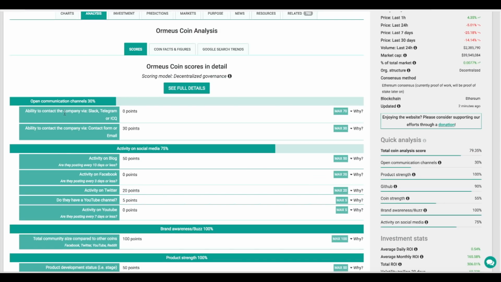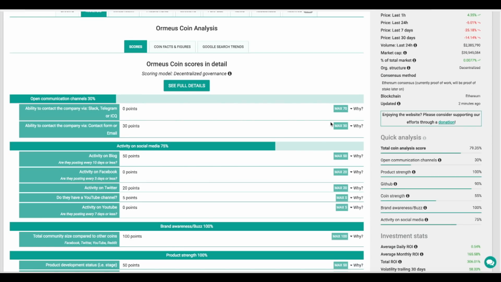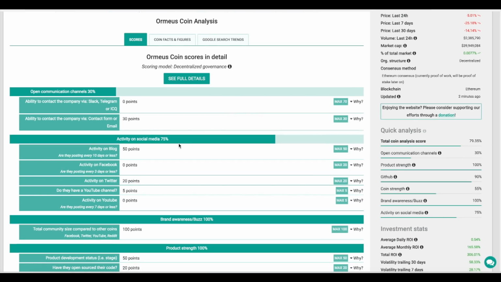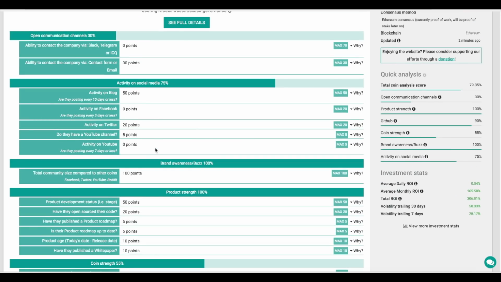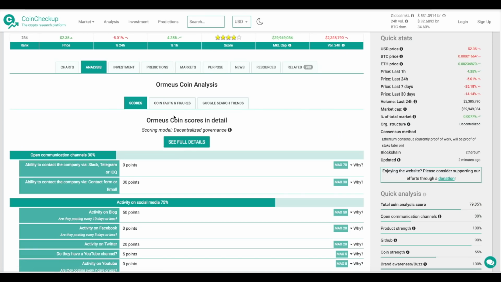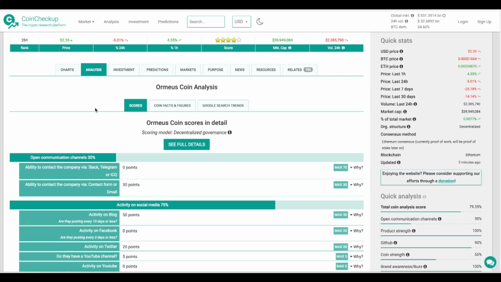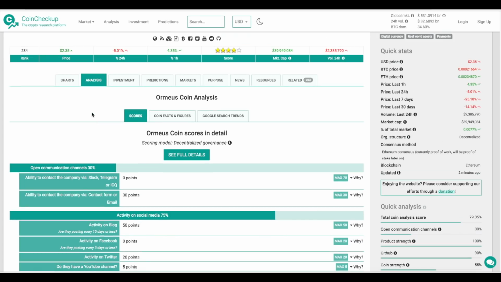You can see ability to contact the company via Slack, Telegram, or ICQ. 70 or 0 points out of 70. Okay, see, so I'm kind of learning on the fly here, but more than anything, I'm showing you the utility and how you can use this if you really wanted to get familiarized with it, right? It moves pretty fast. It does take a little bit to upload some data, which can be frustrating. It's not lightning quick, but you can see how you're able to drill down a little bit more.